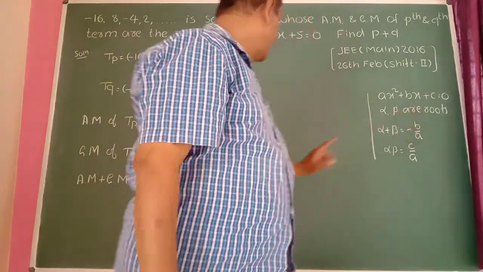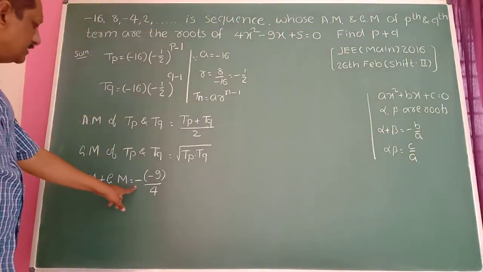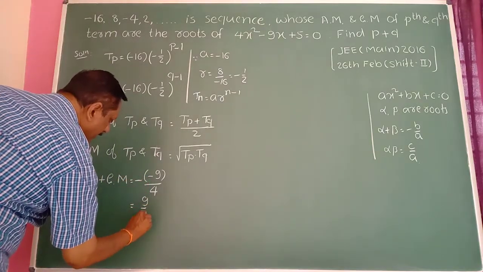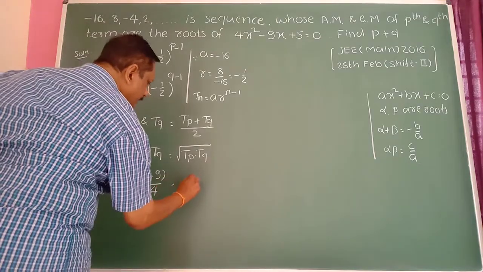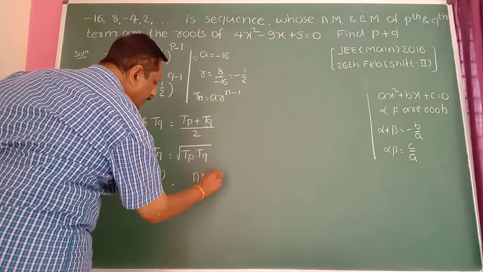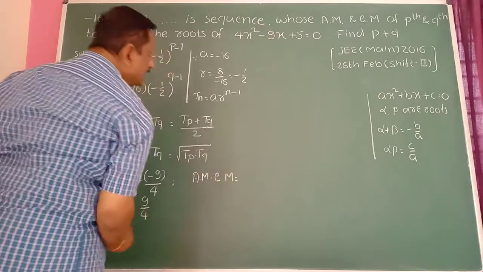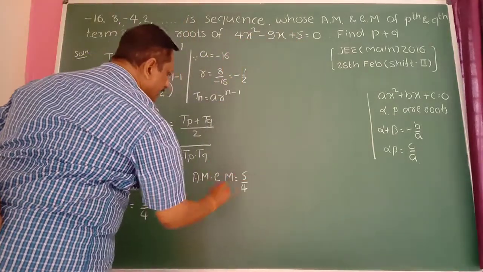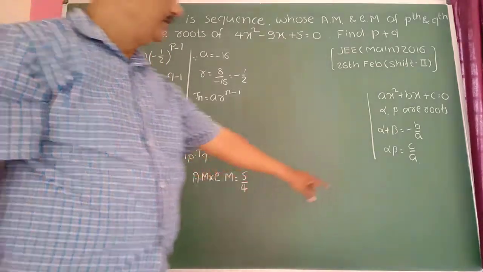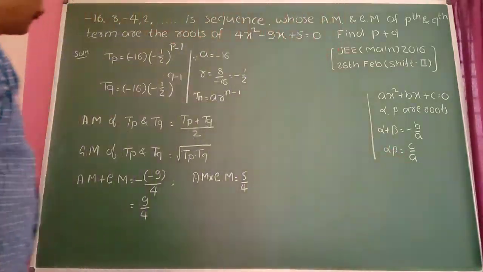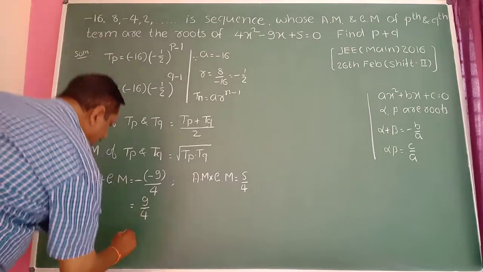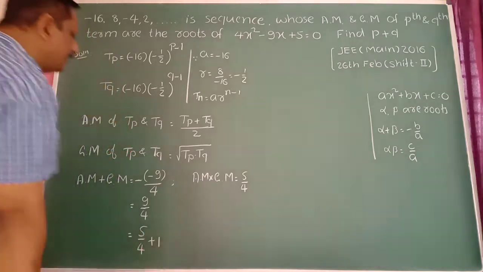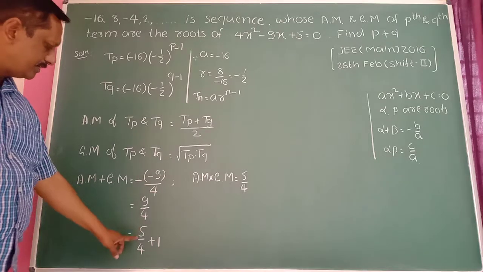Alpha plus beta is minus b by a. Arithmetic mean plus geometric mean is this one here. Minus into minus becomes a plus, so it is 9 divided by 4 here. Then arithmetic mean into geometric mean is equal to 5 by 4 here. We are using this one: alpha into beta is equal to c upon a. Then here 9 upon 4 can be split as 5 by 4 plus 1. Therefore 9 by 4 can be written as 5 by 4 plus 1 here.